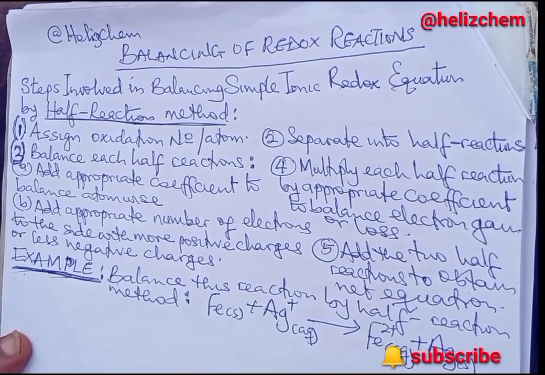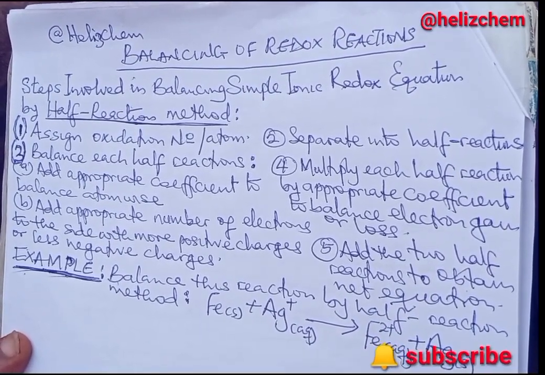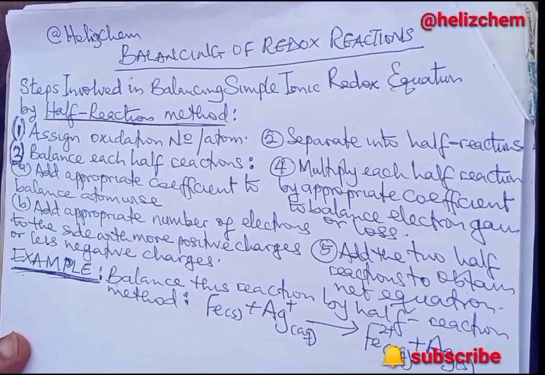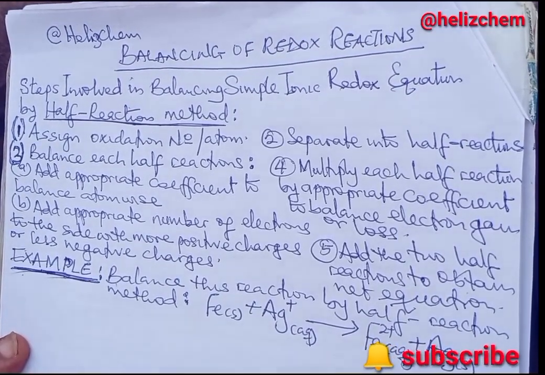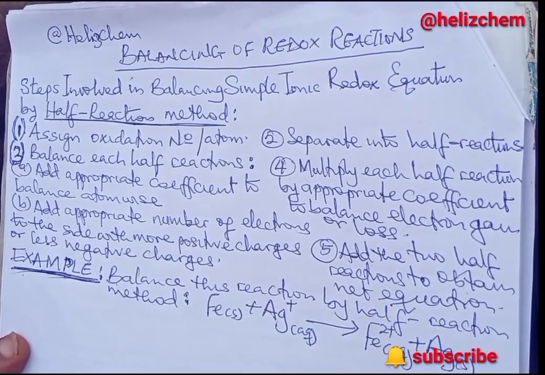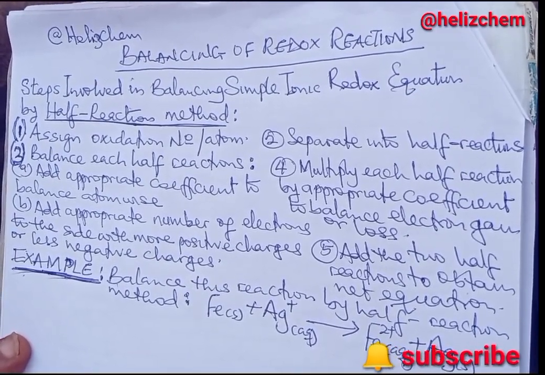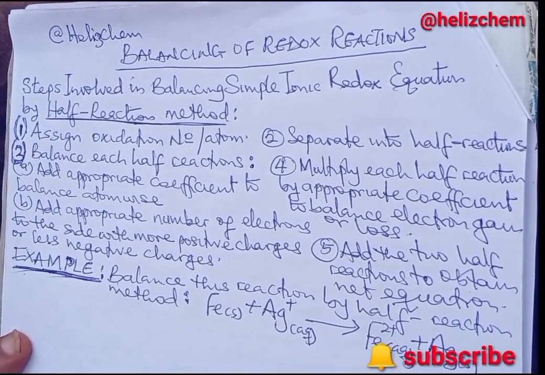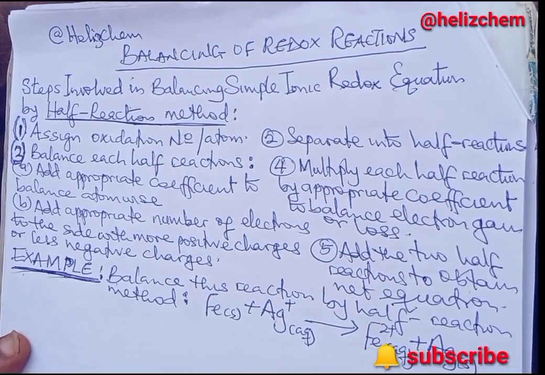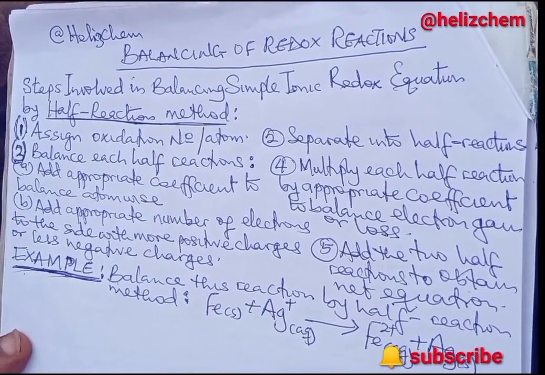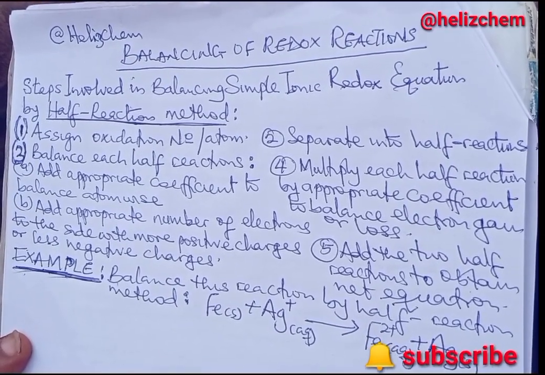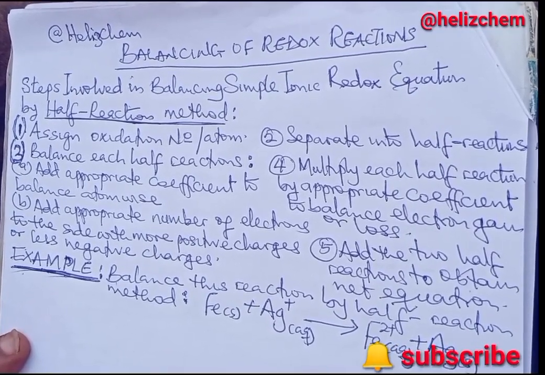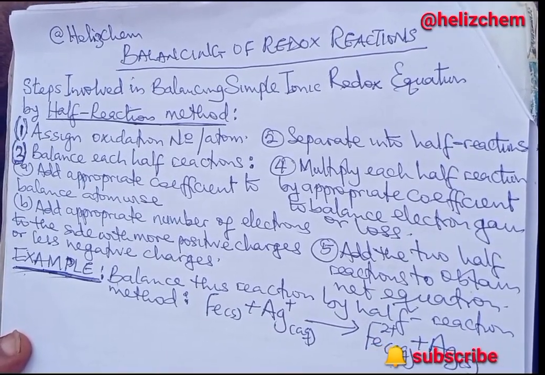A redox reaction is termed to be a simple ionic if all the ions in the equation contain atoms from single elements. But if it is a complex redox equation, then it means that the equation contains two or more atoms from different elements. That is what we call radicals.